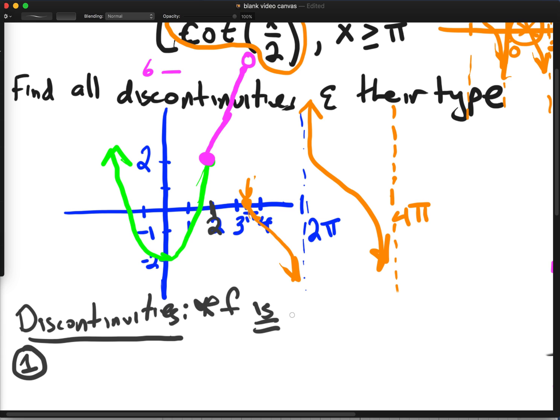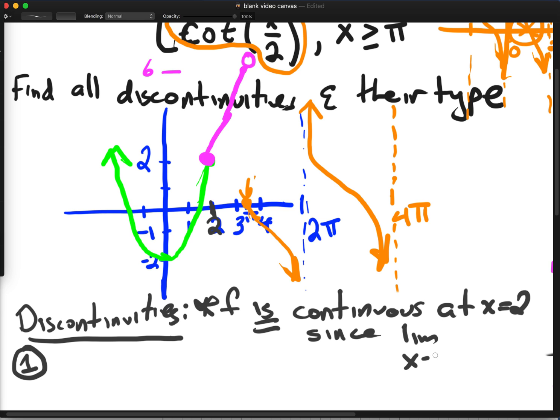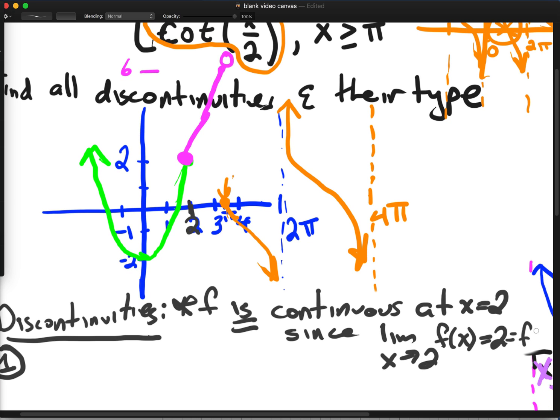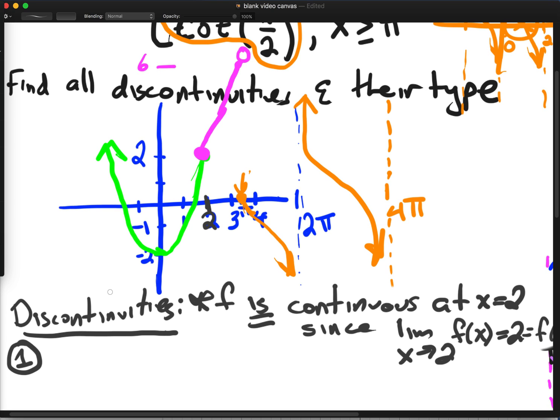So we'll make a note: f is continuous at x equals 2, since the limit as x approaches 2 of f of x equals 2, which equals f of 2. And that's the requirement, right? To be continuous, the limit has to equal the value of the function at the point. Done. Does that make sense? Okay, good. Now, what's the other one? Pi. What do you guys think about pi? There's a jump discontinuity, right? Notice the limit from the left and the right is different. So we have a jump discontinuity.